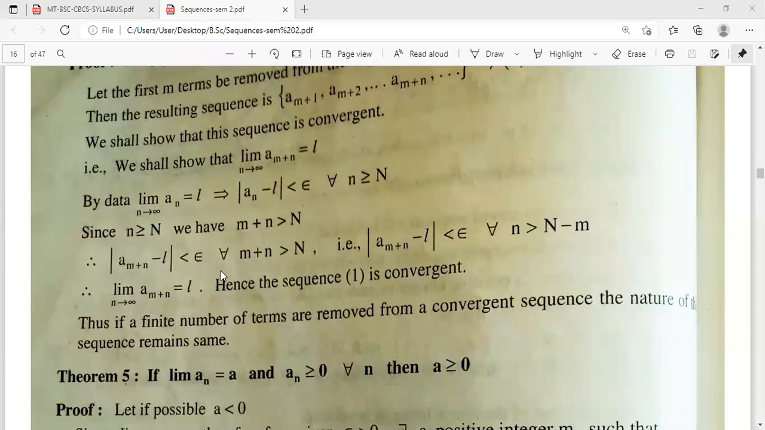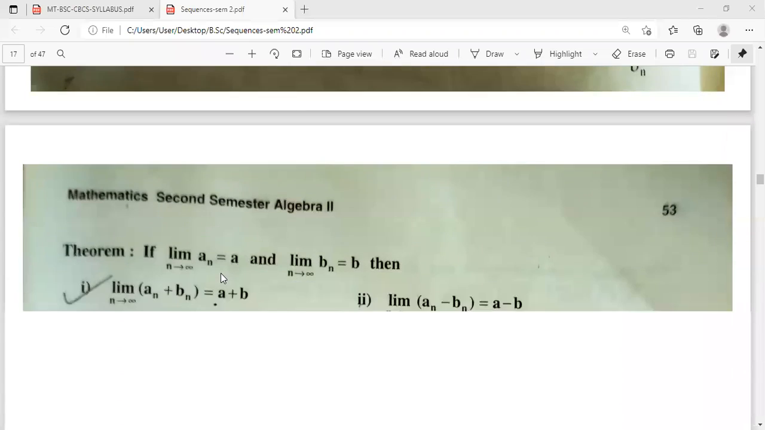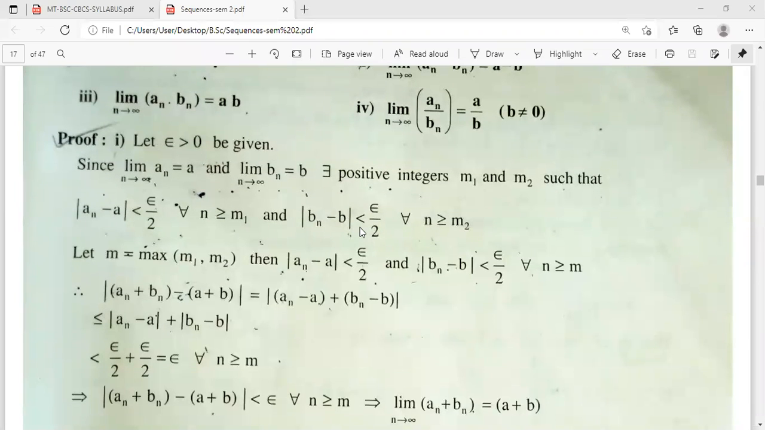Both are one and the same. And M equals the maximum of the two, so that modulus of An minus A is less than epsilon by 2, and modulus of Bn minus B is less than epsilon by 2 for every n greater than or equal to M. Here also you are writing modulus of An plus Bn minus A plus B, because you have to get the limit of An plus Bn as n tends to infinity equal to A plus B. In the previous case, to get the limit of An as n tends to infinity equal to A, you wrote modulus of An minus A. The same way here, modulus of An plus Bn minus A plus B equals modulus of An minus A plus Bn minus B.